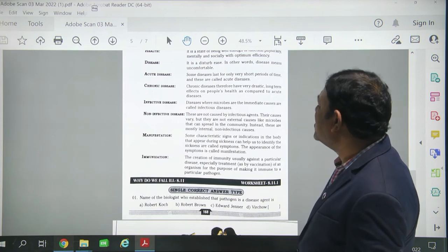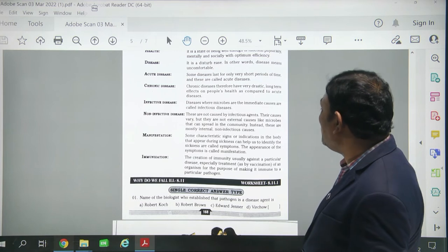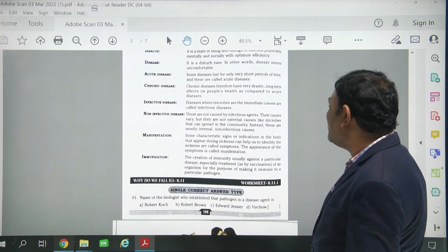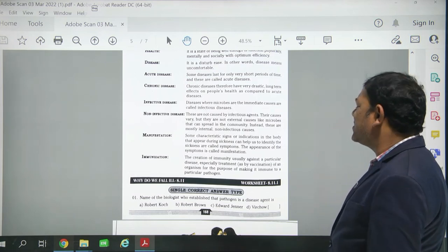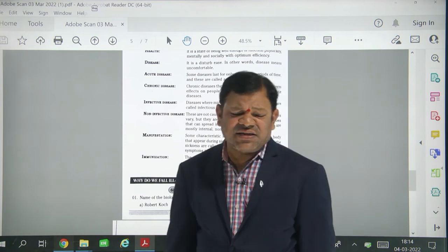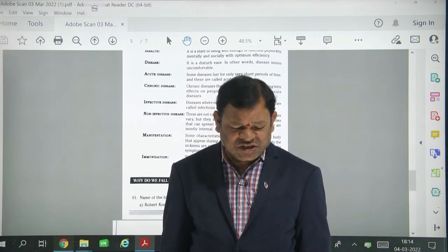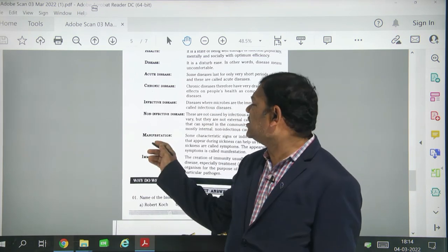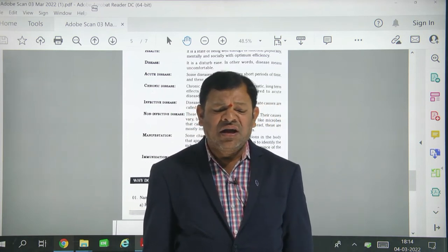Okay, next. Manifestation means some characteristic signs or indications in the body that appear during sickness and can help us identify the sickness are called symptoms. The appearance of the symptoms is called manifestation in the disease. First one is infection. Second stage is incubation. Third stage is manifestation. Fourth stage is termination.